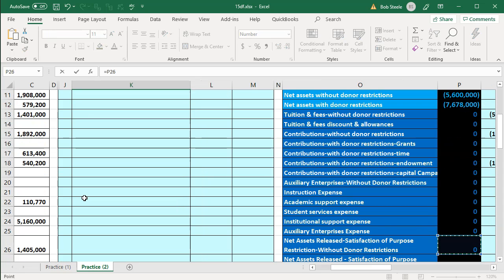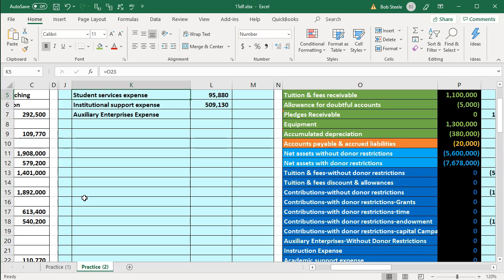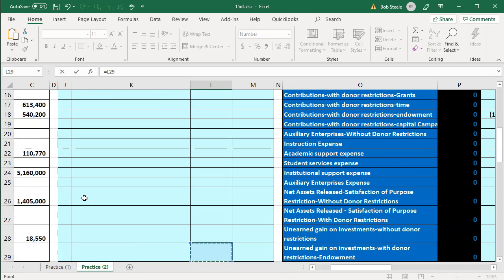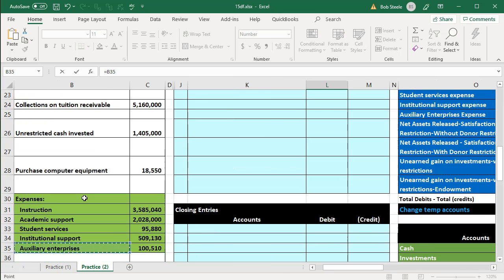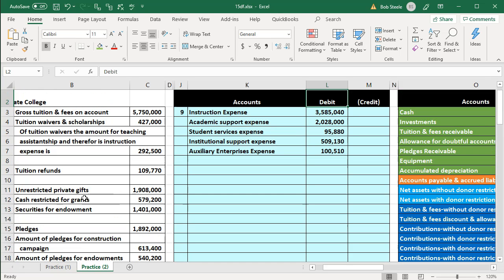And over here, make sure that you're picking up the auxiliary expense, not the revenue account. So this one up here is revenue. This one down here is the expense. Okay, enter. Now we'll pick up the amount, which is going to be equal to, scrolling back down, the amount of the 100,510. And then we're going to credit.